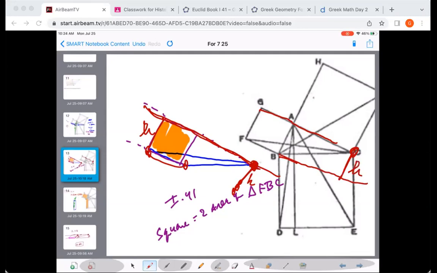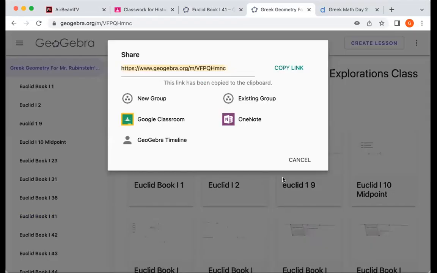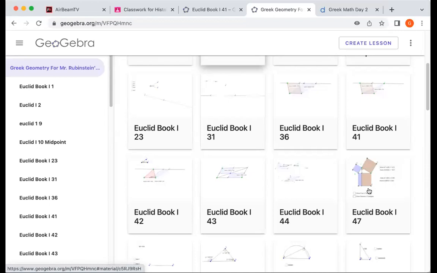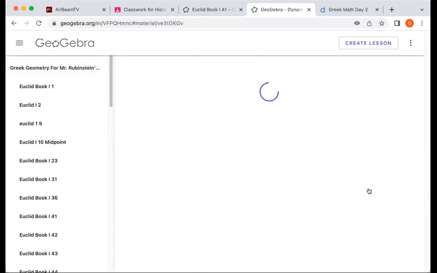Thank you. Appreciate it. Now over here, Greek geometry. If I come over here, Euclid Book 1, Proposition 47.